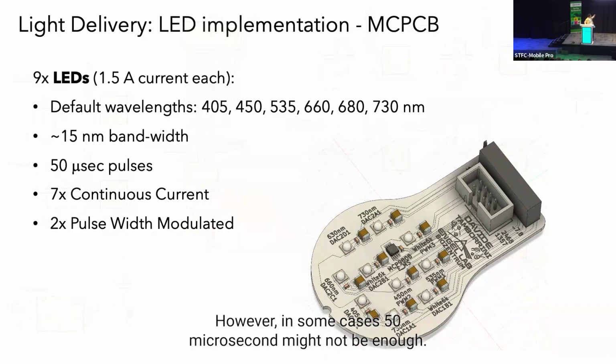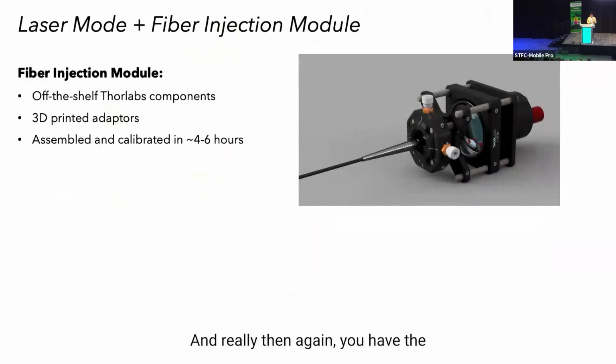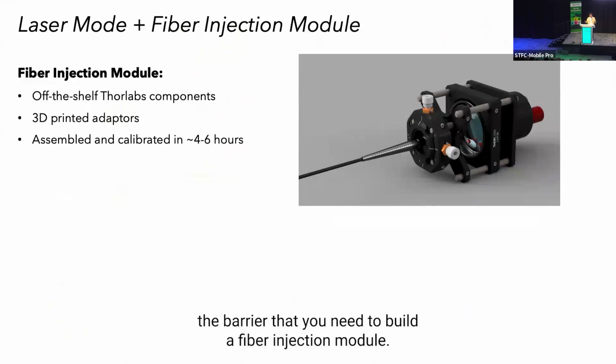However, in some cases, 50 microseconds might not be enough. It might be too slow for your type of experiment, so you really want to go for a laser. And if you go for a laser, you need to find a way to deliver the laser. And of course, you do that with an optic fiber. And then again, you have the barrier that you need to build a fiber injection module.